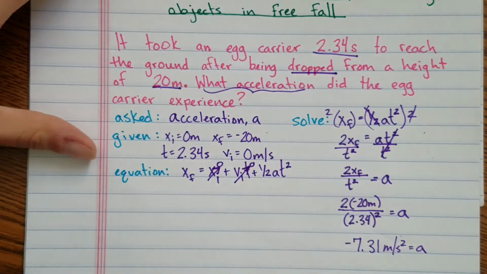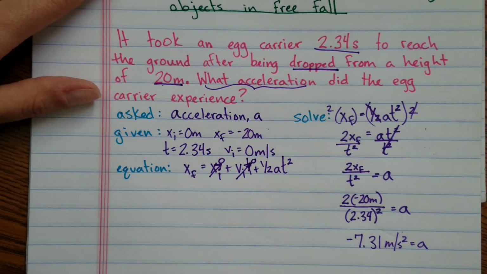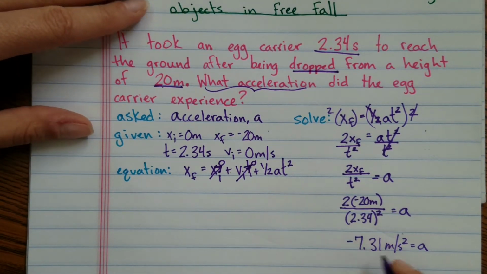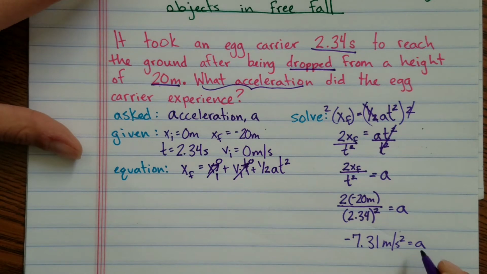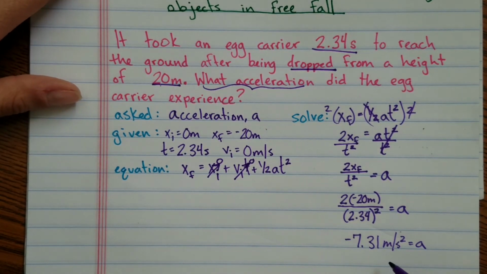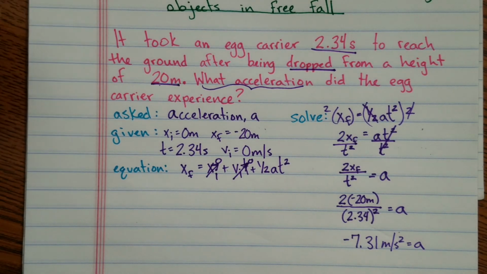So did my egg in this example achieve free fall? If you're thinking no, you are correct. If my egg was truly in free fall, we would have gotten an acceleration equal to that of gravity, negative 9.8 meters per second squared. Since we didn't, we know there was some sort of outside force other than just gravity that was acting on my egg carrier.